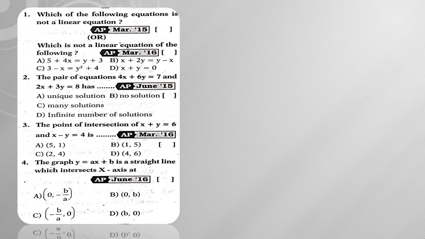Which of the following equations is not a linear equation? Already we know that in 8th class you learned linear equation in one variable, which is given by ax plus b is equal to 0, where a is not equal to 0. And in 9th class you learnt about ax plus by plus c is equal to 0, where a is not equal to 0 and b is not equal to 0. This is nothing but a linear equation in two variables. Linear equation means the power should be 1.